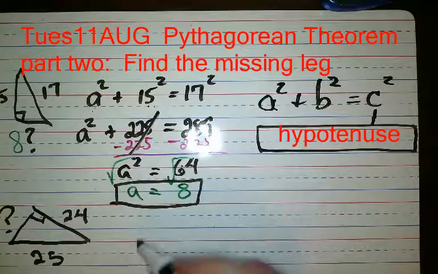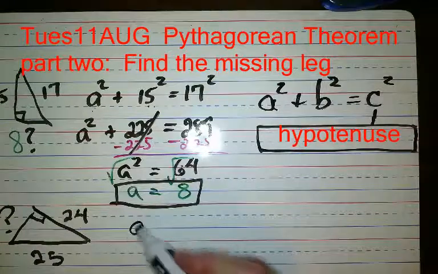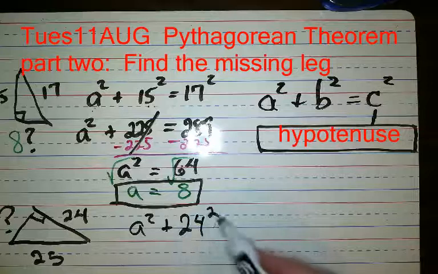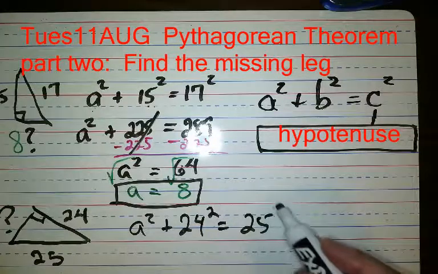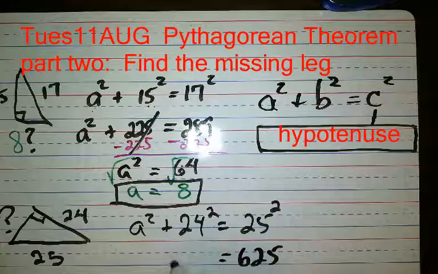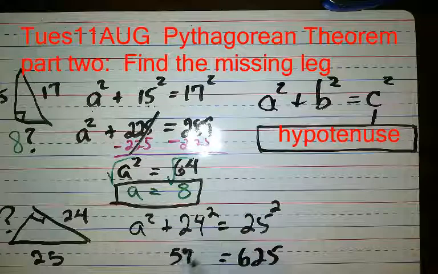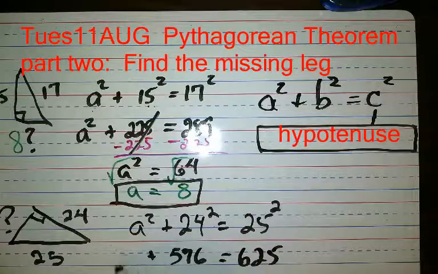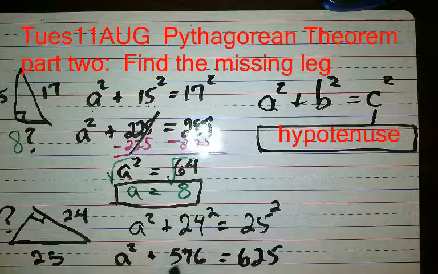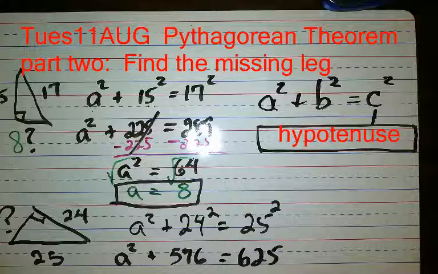This is a squared plus 24 squared equals 25 squared. Remember, the 25 has to be by itself because it's the hypotenuse. Whenever we work this out, we get a squared plus 576 equals 625.